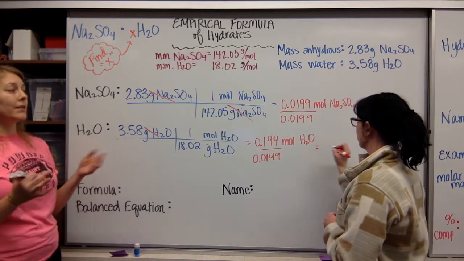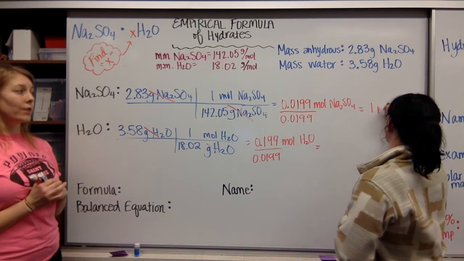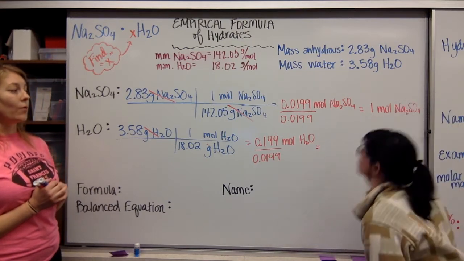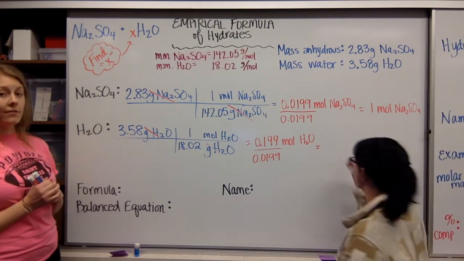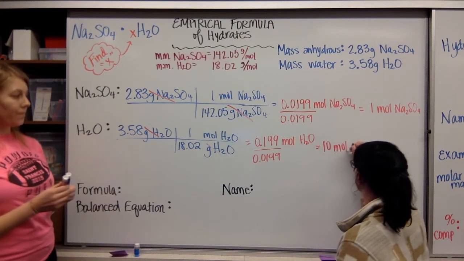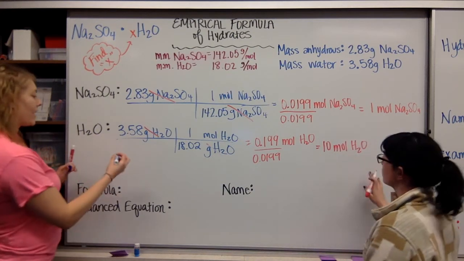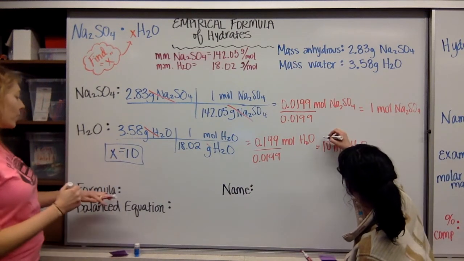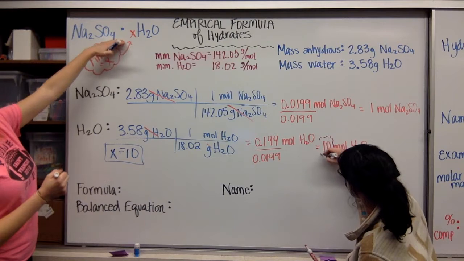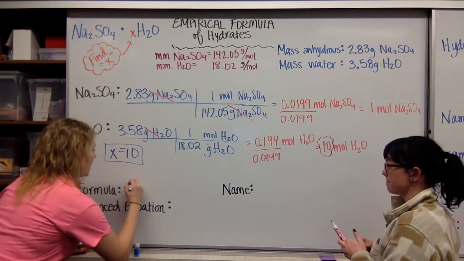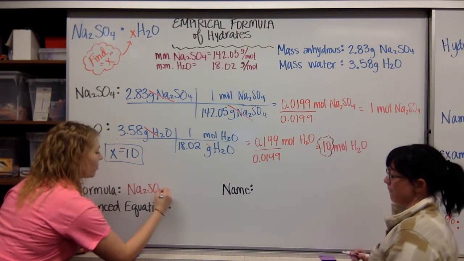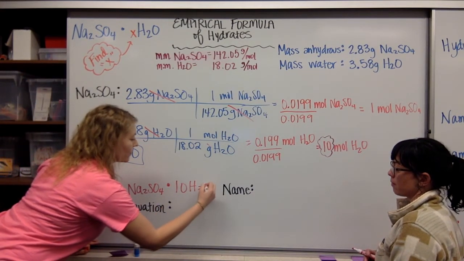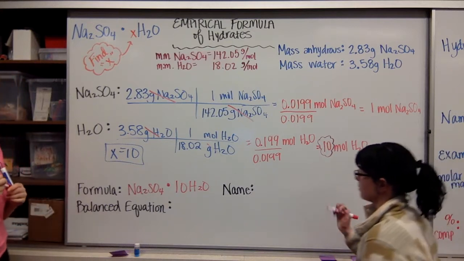And we get on the top 1 mole of Na2SO4. And we get on the bottom 10 moles of H2O. We've just found X. X is equal to 10. So if we're going to write the formula for our hydrate, we have Na2SO4 dot 10 H2O. There's our formula. There's our hydrate.